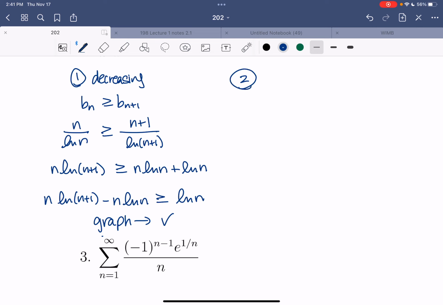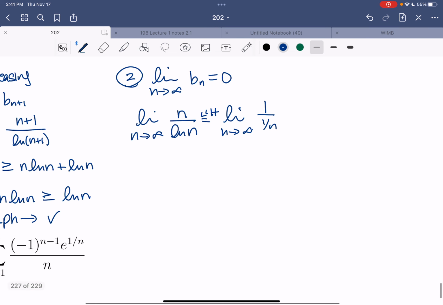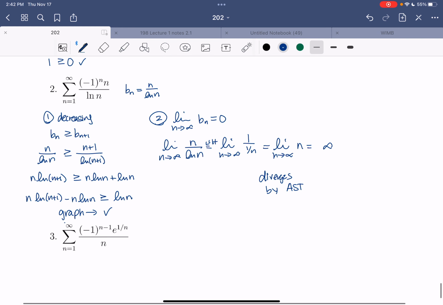Number 2, we want to look at the limit as n goes to infinity of bn, and we want to show that that's 0. In this case, the limit as n goes to infinity of n over the natural log of n, by L'Hopital's rule, because this is infinity over infinity, is the limit as n goes to infinity of 1 over 1 over n, which is just the limit of n, which is infinity, which means this diverges. So that one diverges by AST. It actually doesn't even matter whether or not it decreases, because our limit doesn't exist. Our limit goes to infinity.